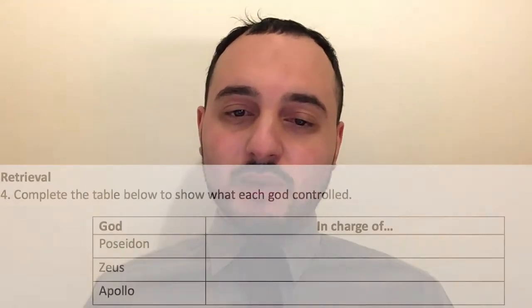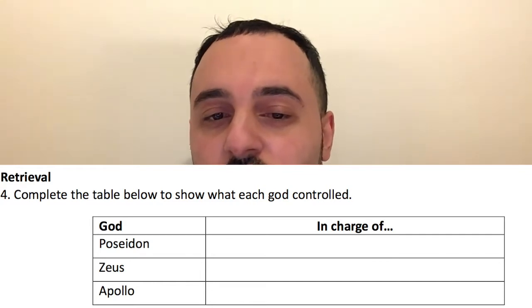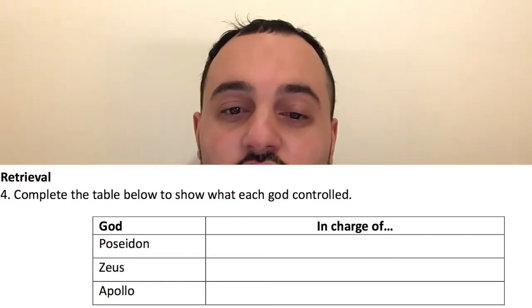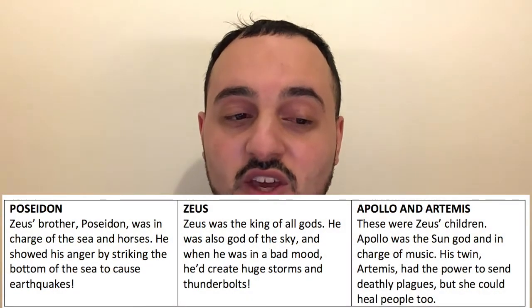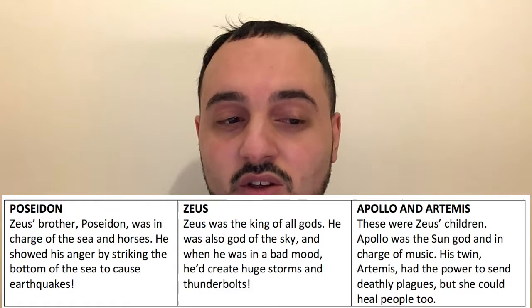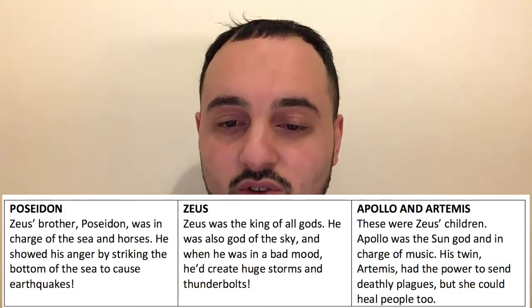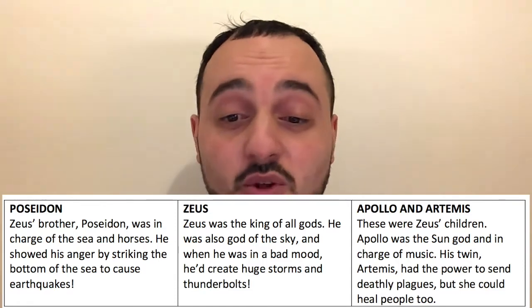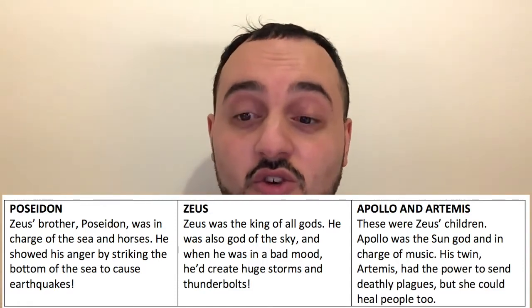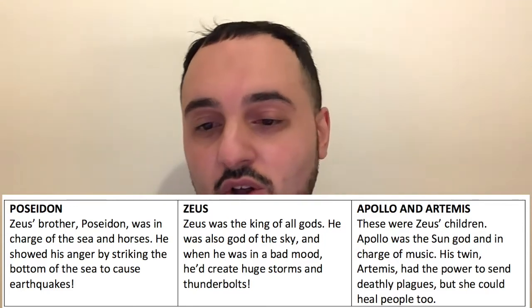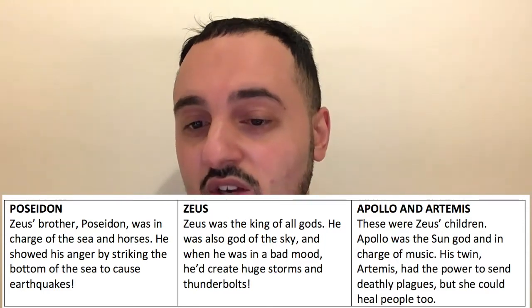Right, retrieval. Question 4. Complete the table below to show what each god controlled. So we've got the gods, and then we've got what they're in charge of. So we've got Poseidon, Zeus, and Apollo. What were they in charge of? So we know that Poseidon was in charge of the sea and horses. Zeus was god of the sky, so I'm going to put the sky. It doesn't say he's in charge of it, but he was god of the sky. And Apollo, sun god, and in charge of music. There you go, music. So Poseidon is in charge of the sea and horses, Zeus is in charge of the sky, and Apollo's in charge of music.